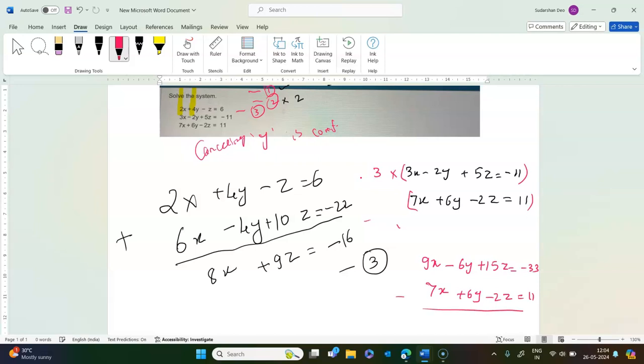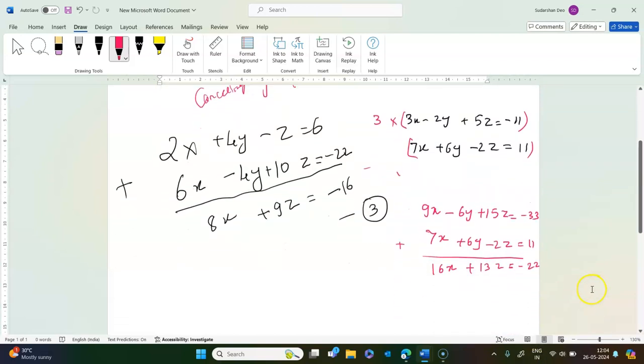Now let's add them. Adding this, we'll be getting 9 plus 7, that will be 16x, sorry. 16x, the 6y is getting cancelled here, plus 13z, that will be over here. And 33 plus 11, that will be negative 22. This is what I'll be writing over here. This is what you are getting, equation 4.